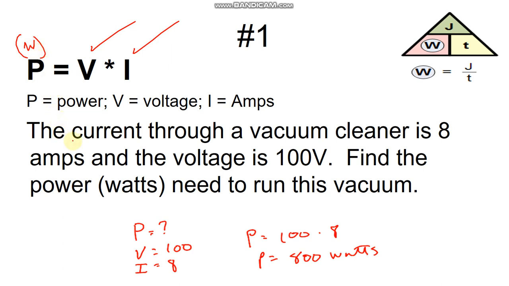An example problem would be: the current through a vacuum cleaner is 8 amps and the voltage is 100 volts. So this question is fairly simple. It's asking, find the power in watts needed to run this vacuum cleaner. I highly recommend in any math problem that is a word problem that you write out the unknowns or the variables and then solve for the unknown. In this case, it's fairly simple. We need to solve for P. Power is equal to 100 times 8, and power is 800 watts, which again, I go back to this triangle right here. So that's an example of how to find power using volts times amps.